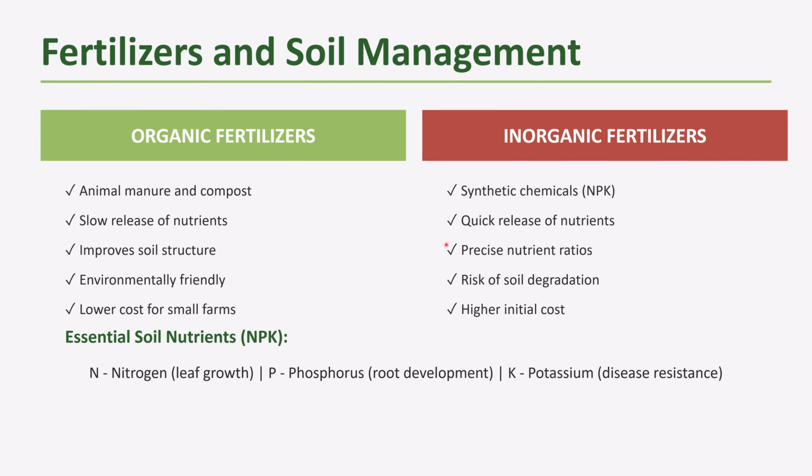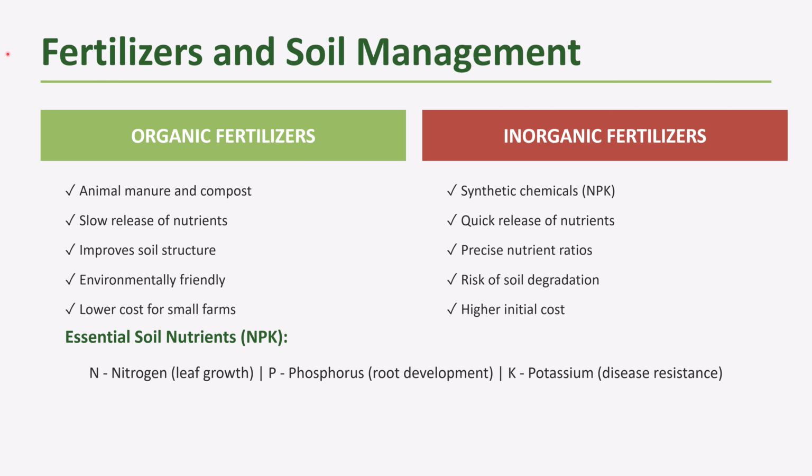On the left, we have organic fertilizers. These are natural materials like animal manure and compost. They provide a slow release of nutrients which matches the plant's natural growth cycle. Beyond just feeding the plant, they actually improve soil structure and are very environmentally friendly. For small scale farms, these are often the most cost effective options.